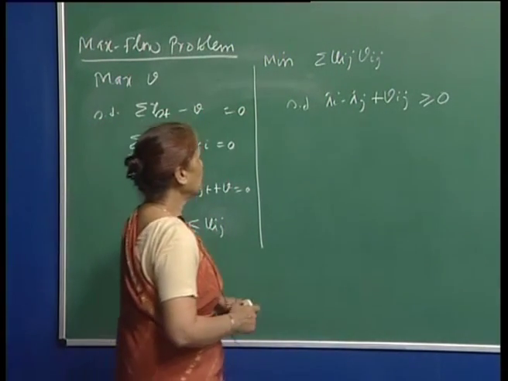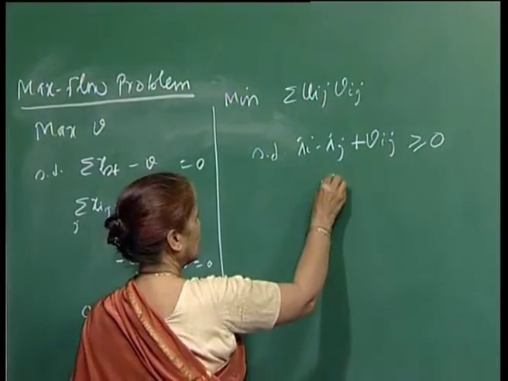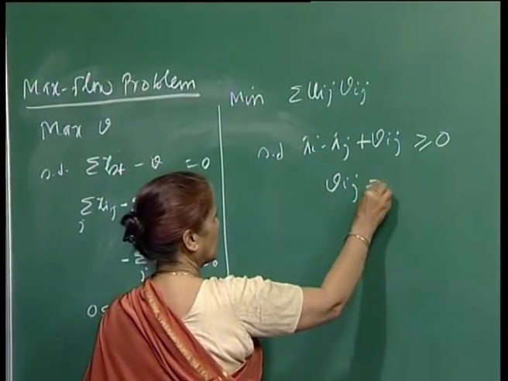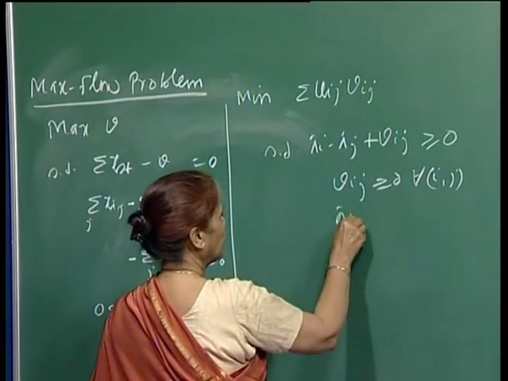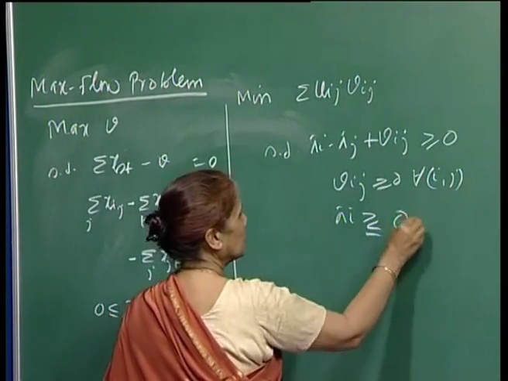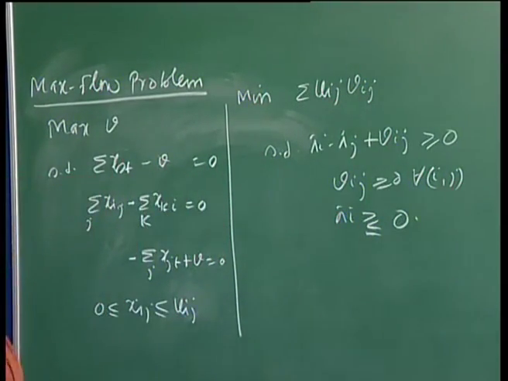So, you will say that v_ij's are greater than or equal to 0 for all ij, and your pi_i's are free, unrestricted. Okay.